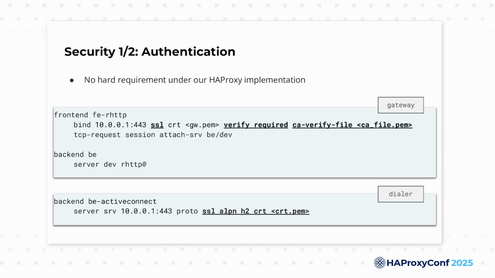There is no built-in feature in reverse HTTP for this. Instead, you simply have to rely on standard TLS. So here the configuration has been updated, and on each line, on the gateway and on the dialer, we activate SSL.